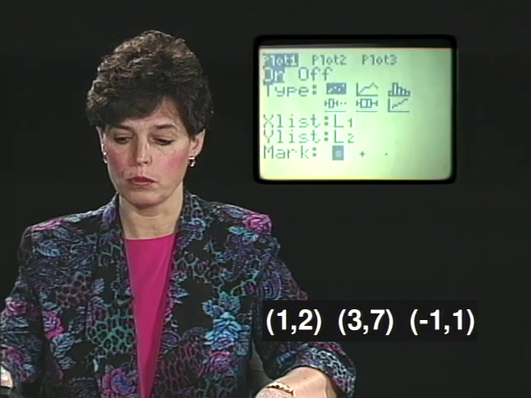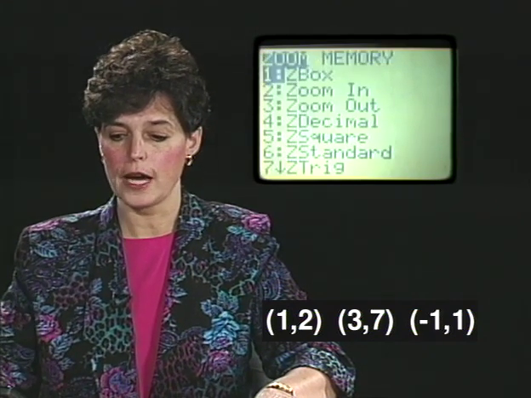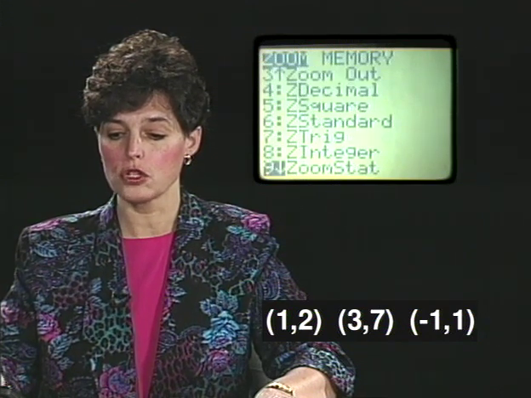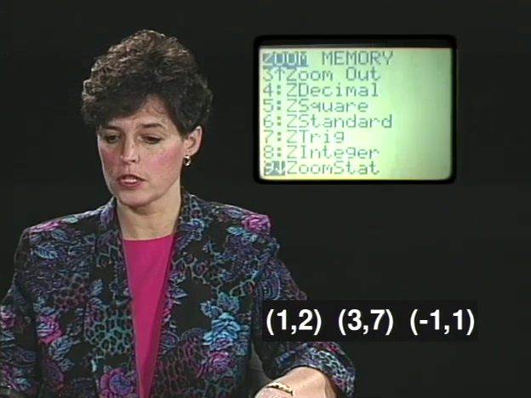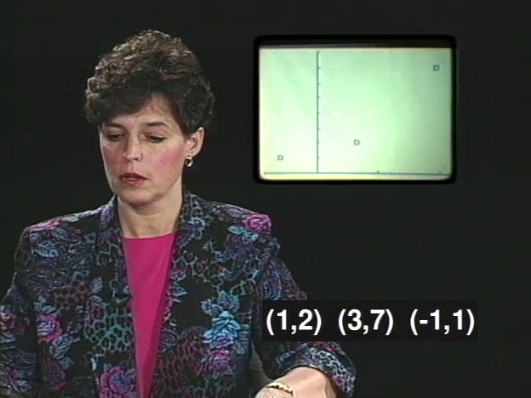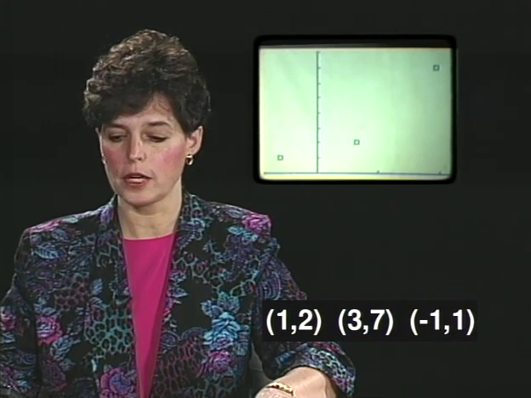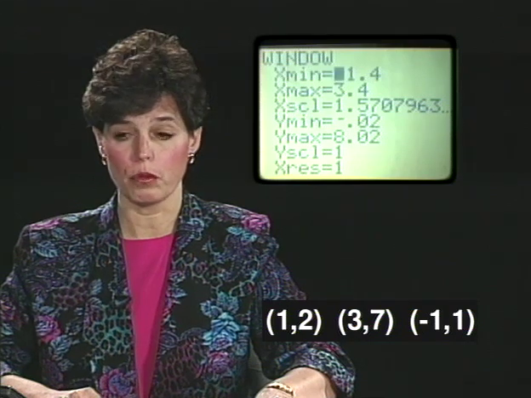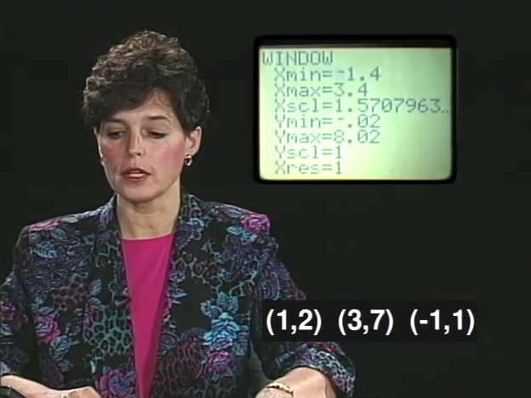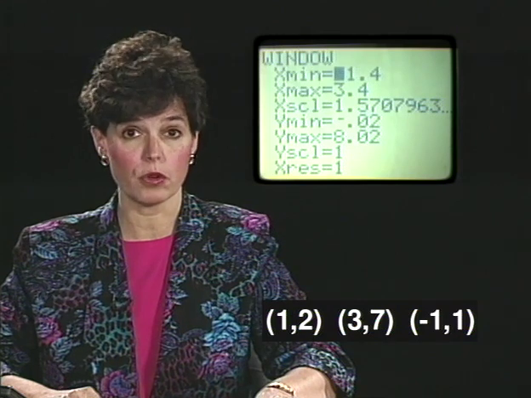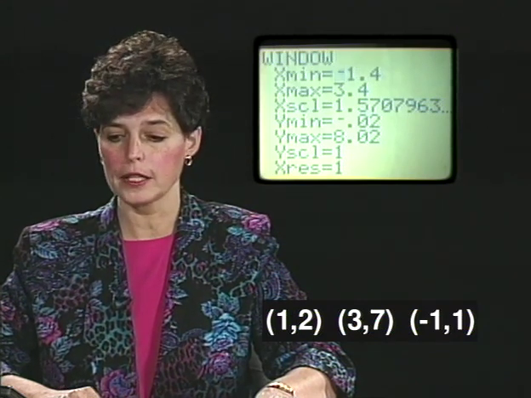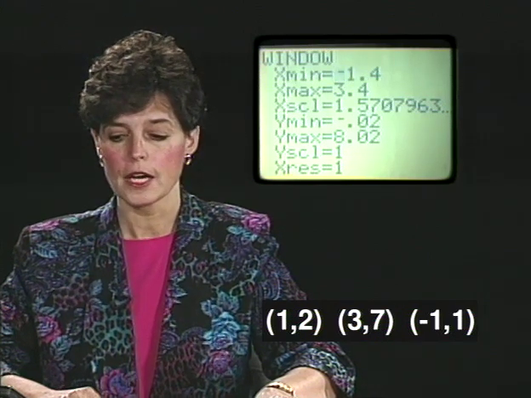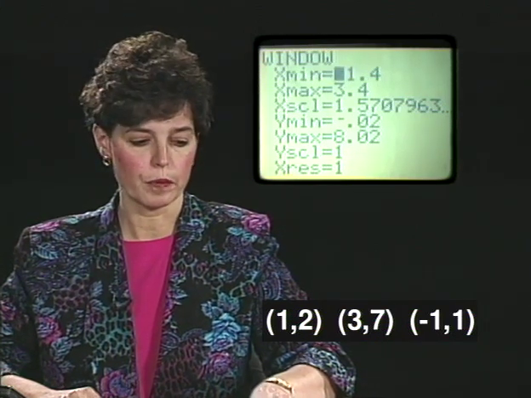Now, in order to get our screen so that it's appropriate for these particular dots, I'm going to go to Zoom and use Zoom Stat. I can't see that, so I'll arrow down, and I see that Zoom Stat is my number 9 choice. Press Enter, and I see the 3 points on my screen. Go over to Window, and you'll notice that the window has definitely changed from before, so that it can include all 3 of the ordered pairs that I have put in. It automatically did it because I'd already turned on a stat plot. Then the Zoom Stat will work.